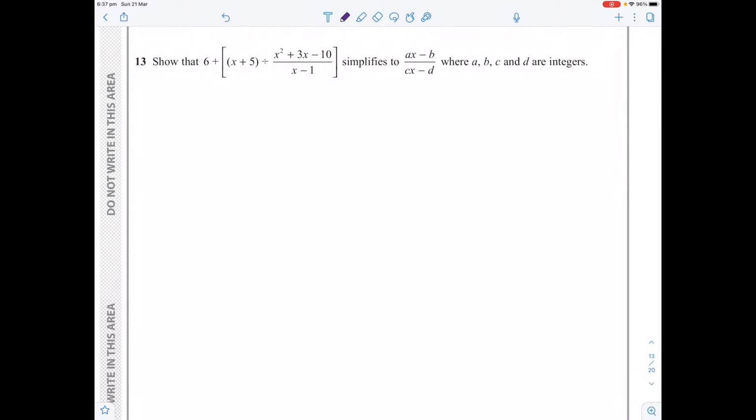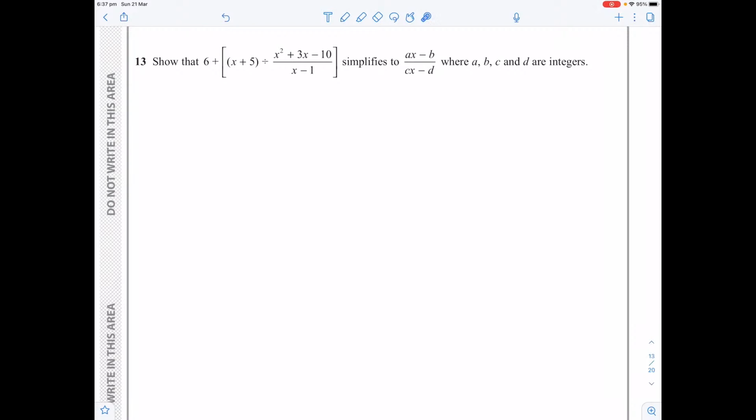So we have this question where we have to show that 6 plus this bracket, x plus 5, divided by another fraction, x squared plus 3x minus 10, all over x minus 1 simplifies to the following, where a, b, c, and d are integers. All right, so how do we begin something like this? We are going to look at rectifying this fraction.